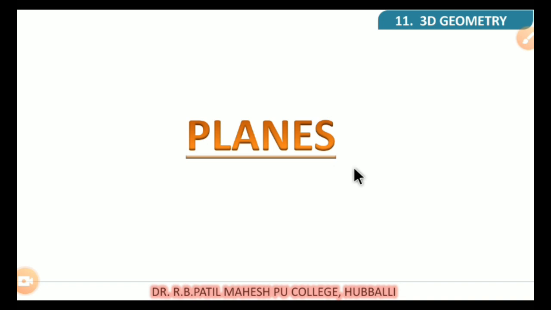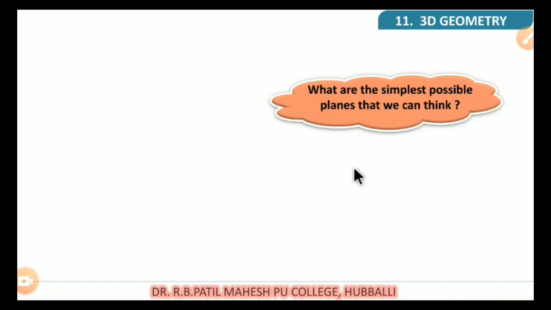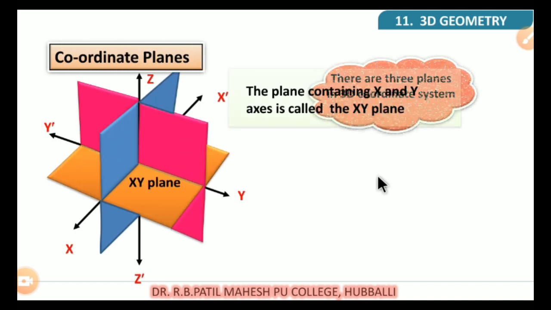So planes, what do you mean by planes? See here, what are the simplest possible planes that we can think? The answer is coordinate plane. So here we can see coordinate planes in the space.